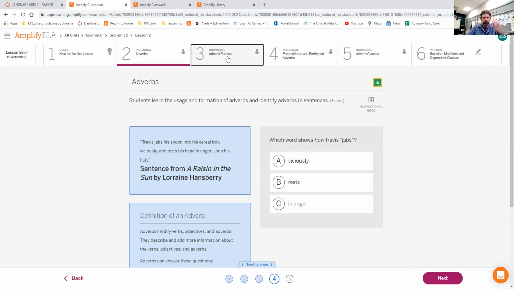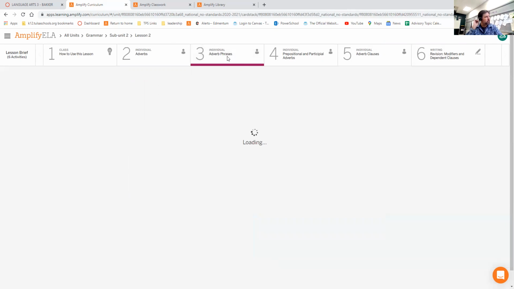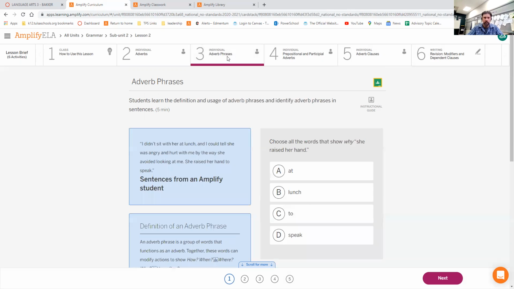Adverb phrases. An adverb phrase is a phrase that will contain usually an adverb and also has additional words in it to link them to it, okay? So here's our first example. I don't sit with her at lunch, and I could tell she was angry and hurt with me by the way she avoided looking at me. She raised her hand to speak. Why did she raise her hand? She raised her hand to speak.